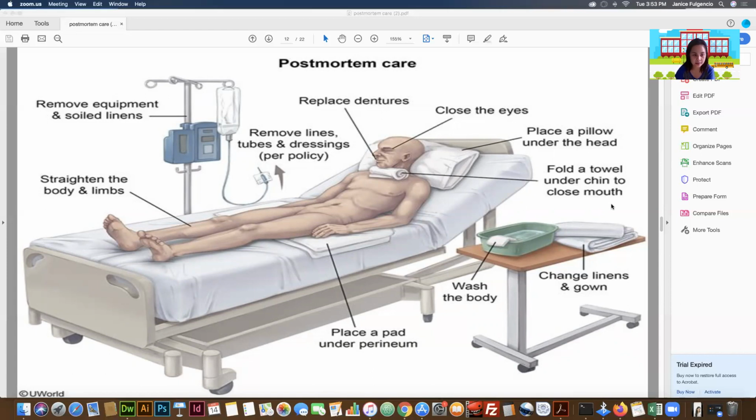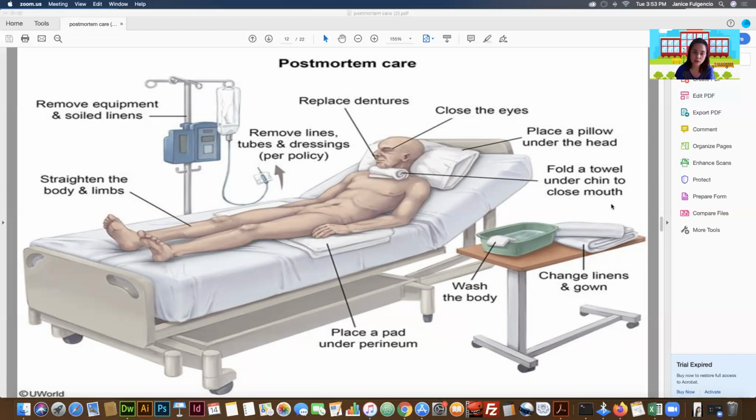Then straighten the body and the limbs. As I've told you, if rigor mortis happens, okay, it's very difficult to straighten what needs to be straightened. So straighten those body parts and limbs that need to be straightened.